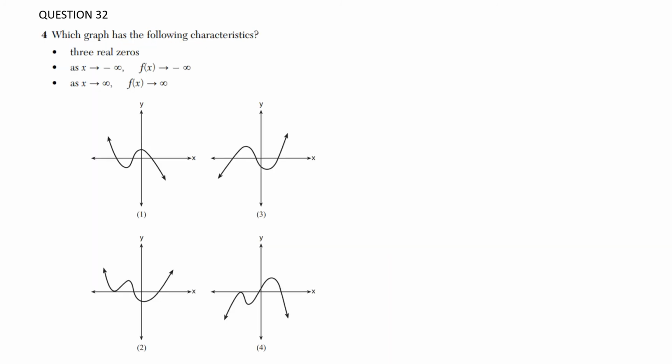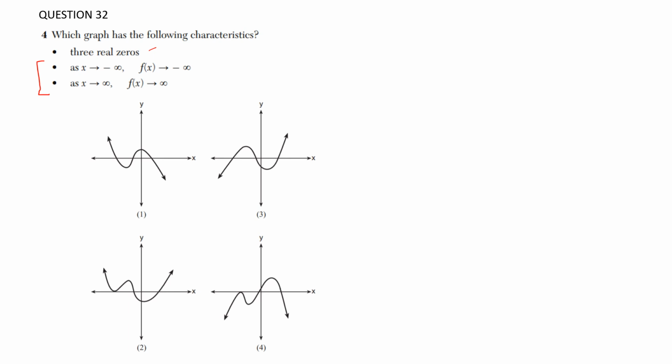All right, question 32. Which graph has the following characteristics? 3 real zeros, and as x approaches negative infinity, the function goes to negative infinity. Likewise, as x goes to infinity, the function goes to infinity. So we just have to understand some vocabulary here. Let's do these first, this is a little easier.